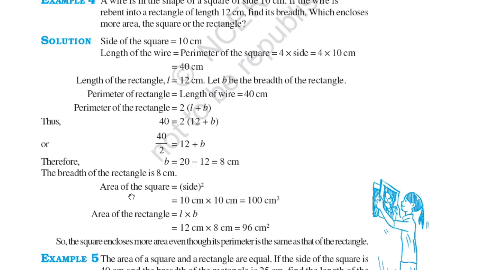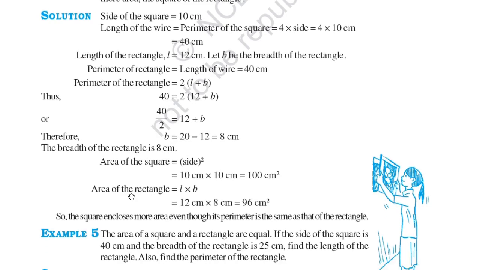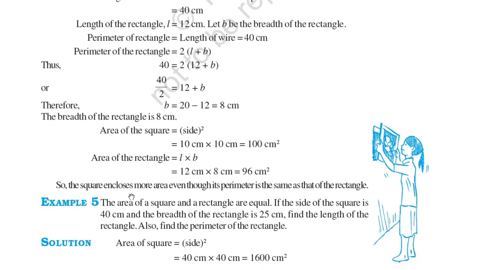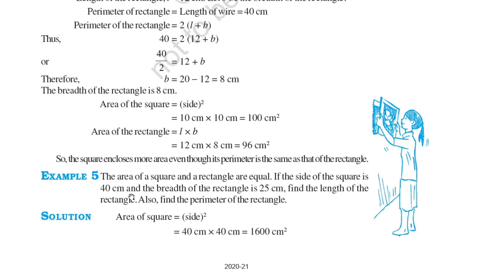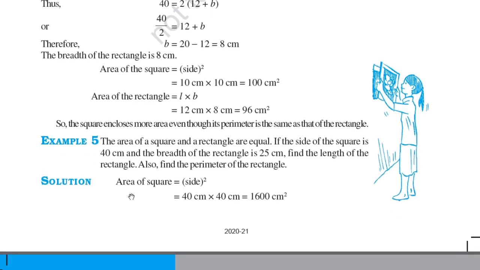So area of square is side square. So 10 into 10 becomes 100 centimeter square. Area of the rectangle is L into B. We have both L and B, so 12 into 8 will become 96 centimeter square. So the square encloses more area even though its perimeter is the same as that of the rectangle. So you can see that.